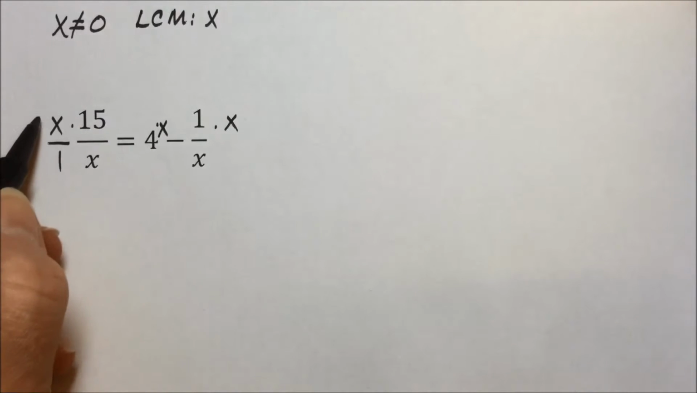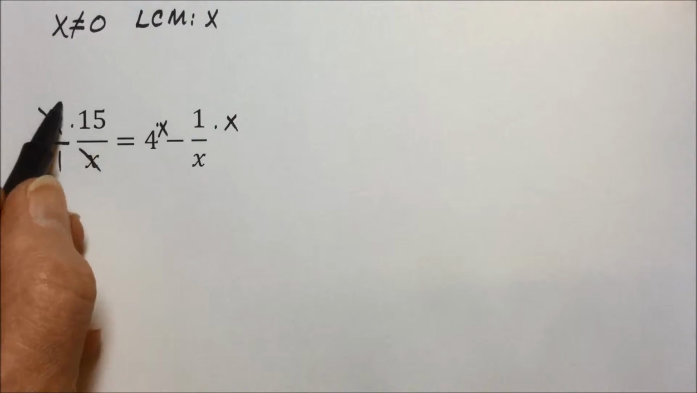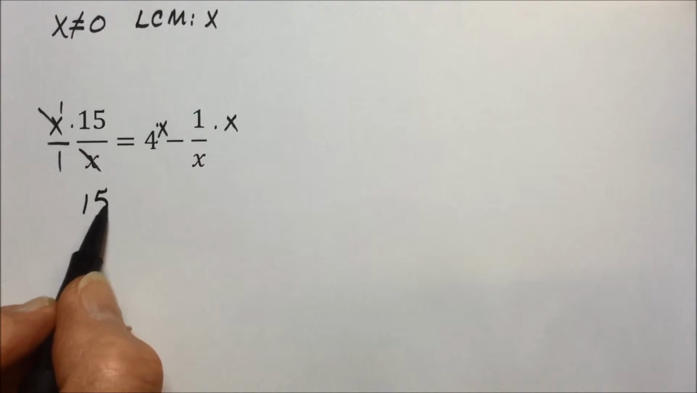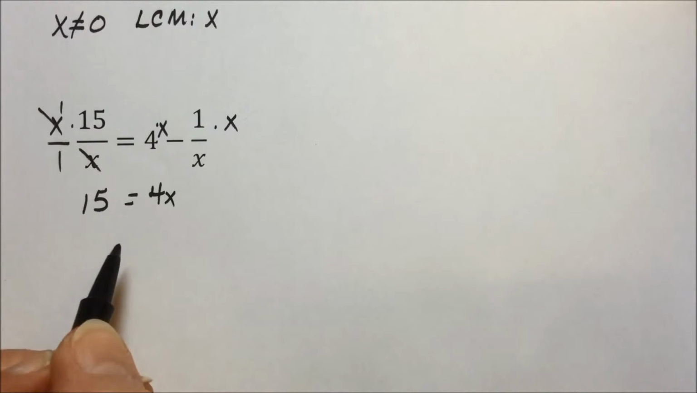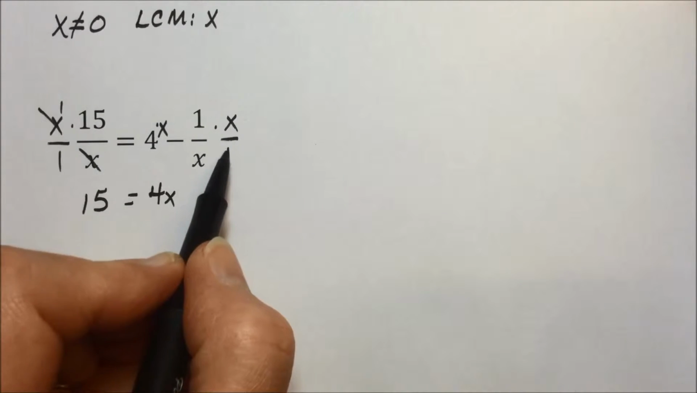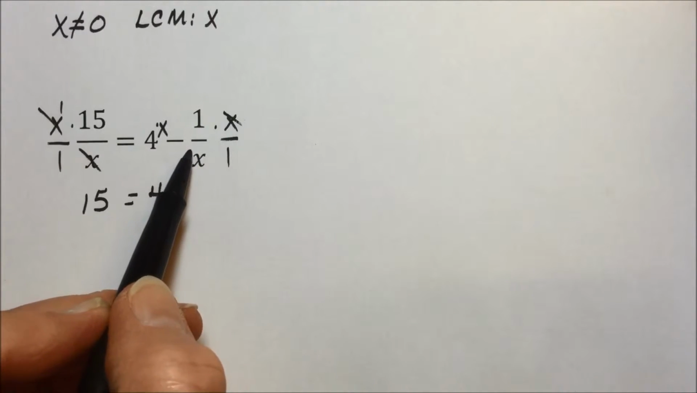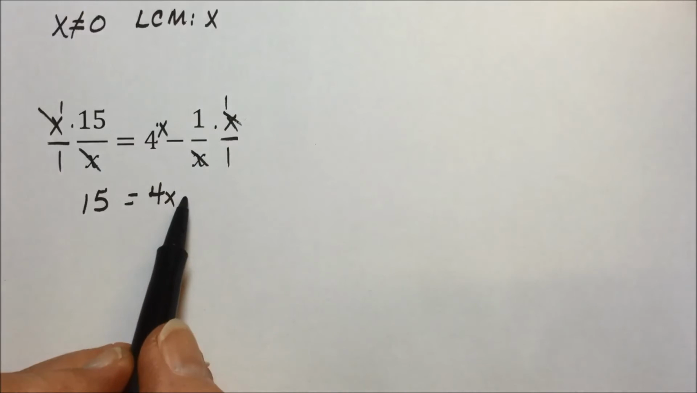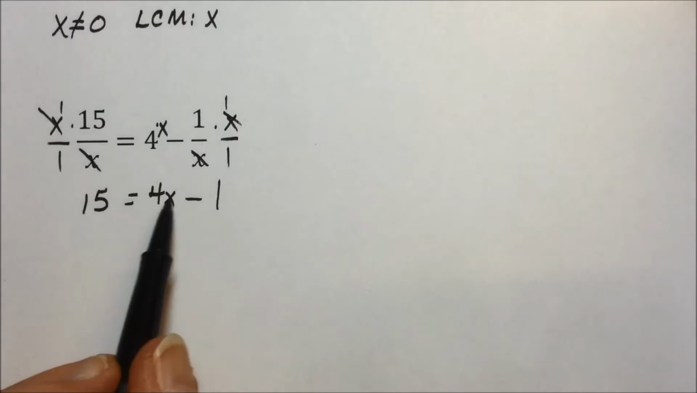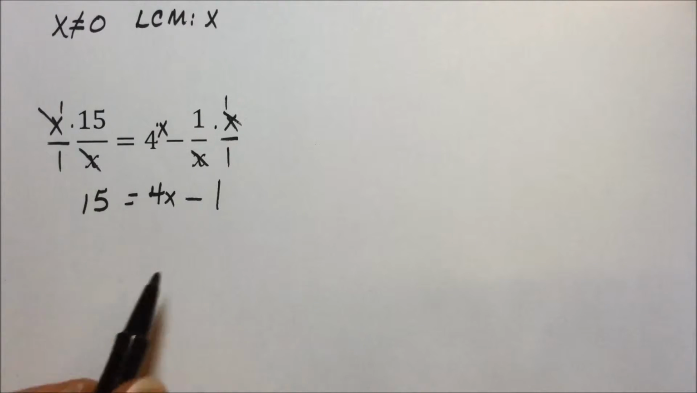The x over 1 cancels out in this first rational expression, leaving a 15 times 1, or 15. 4 times x is 4x, and the x over 1 on our last term here cancels out the x in the numerator and denominator, leaving a 1. 1 times 1 is 1, so we have a 4x minus 1 on the right. The rational equation is gone. We're left with an equation to solve.